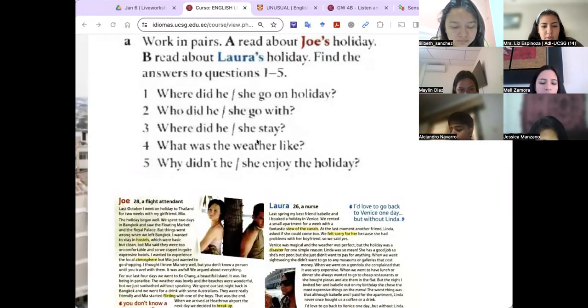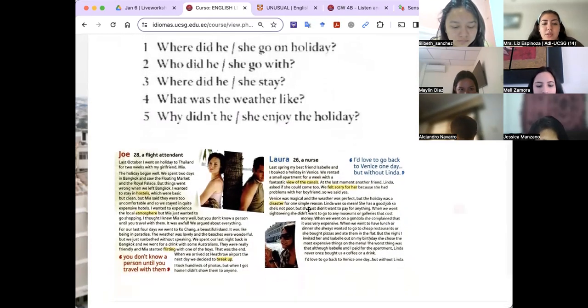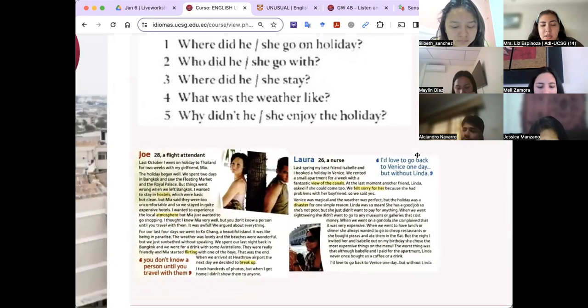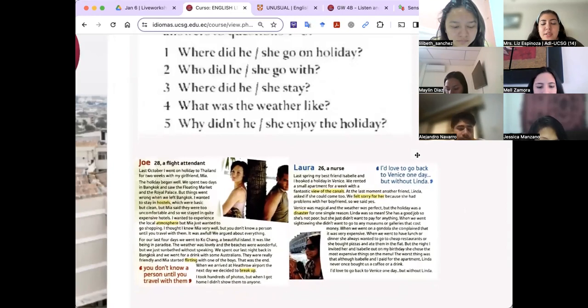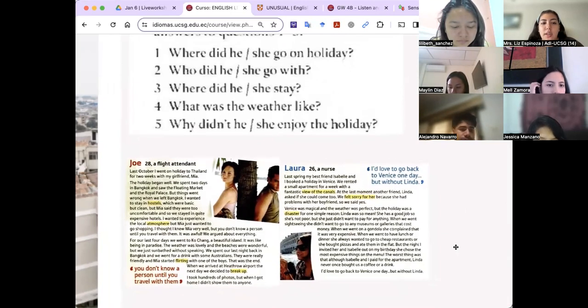So any way that you have the access, you can read. Remember, boys are going to read about Joe and girls about Laura, okay? As soon as you read, write on a piece of paper or somewhere else, because I'm going to ask orally the answers to these questions. Where did he or she go on holiday? Who did he or she go with? Where did he or she stay? And what was the weather like? Why didn't he or she enjoy the holiday?